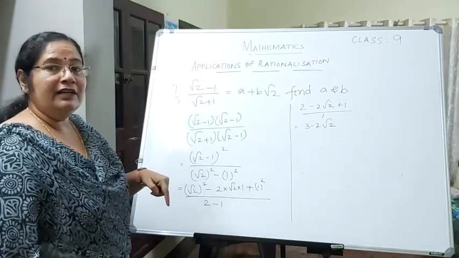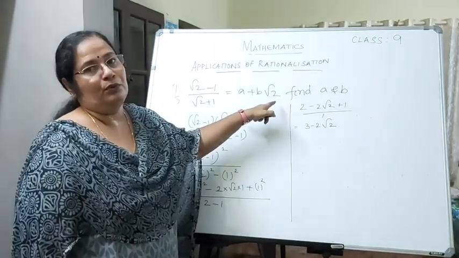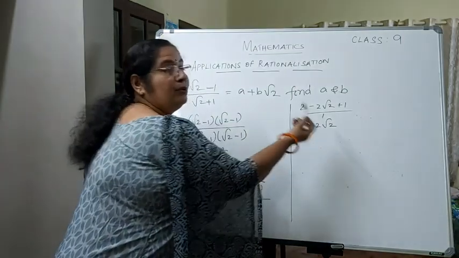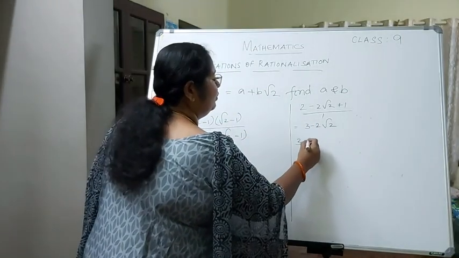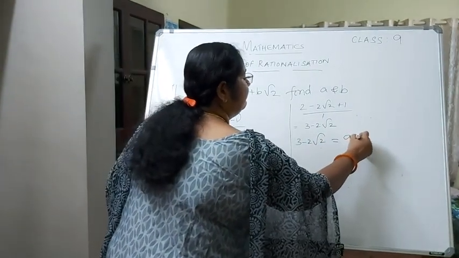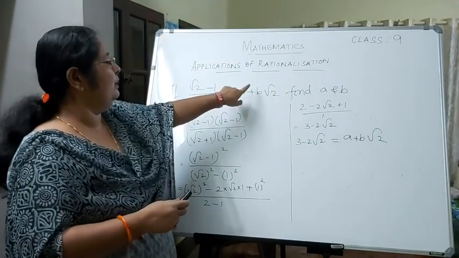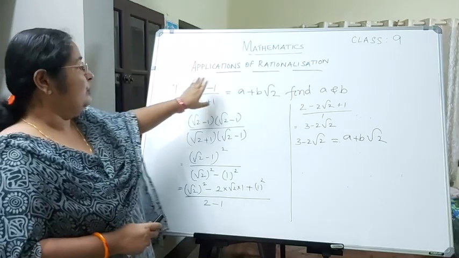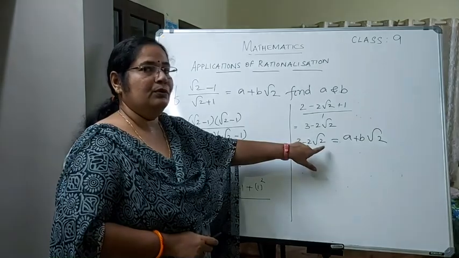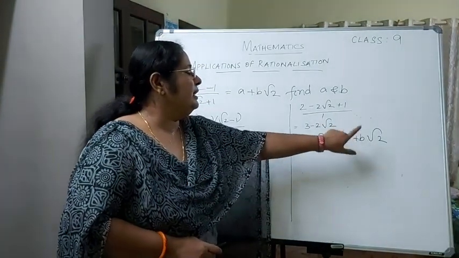Now what are we given? This expression is equal to a + b√2. So what did we get this expression as after rationalizing? 3 − 2√2. So 3 − 2√2 will be equal to what? a + b√2. This is what is given for us. This expression is equal to a + b√2. So this expression after rationalization, what did we get it as? 3 − 2√2. So 3 − 2√2 is equal to a + b√2.